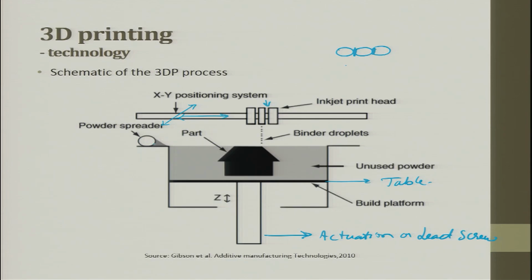So the powder is spread on top of the table. One layer thickness is done. So now the inkjet head, which can move in x and y direction, moves, and then the binder is dropped at exact locations where the part has to be built. Now the part is getting built, and finally the part is called a green part because the binder might not have very high strength.